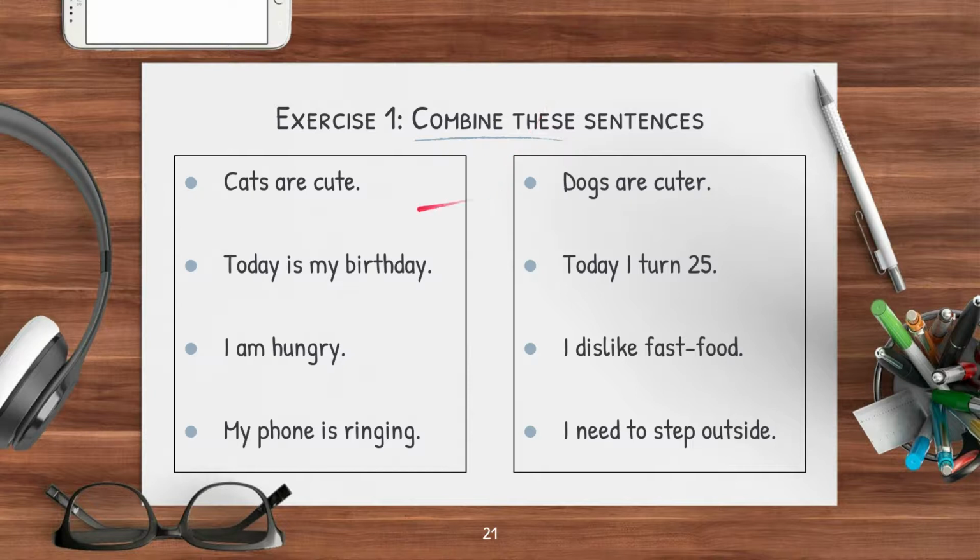A very quick example, right? Cats are cute, comma, but dogs are cuter, right? I would need to add in that glue to tie them together. You can do something similar with these other sentences as well.